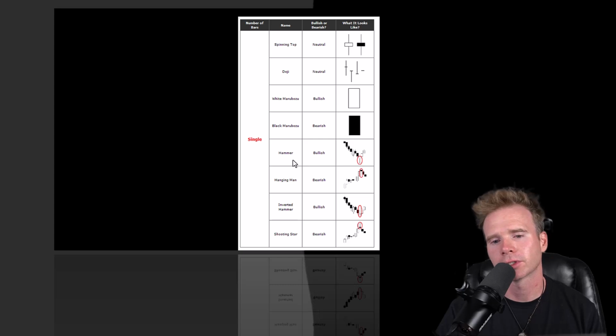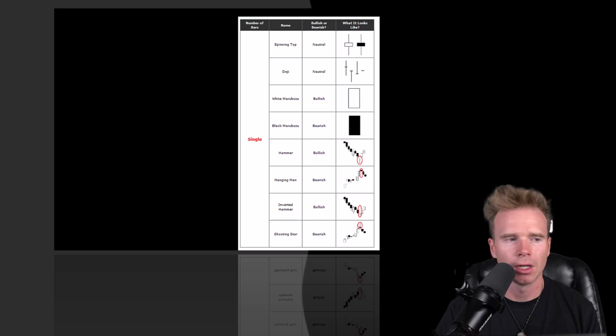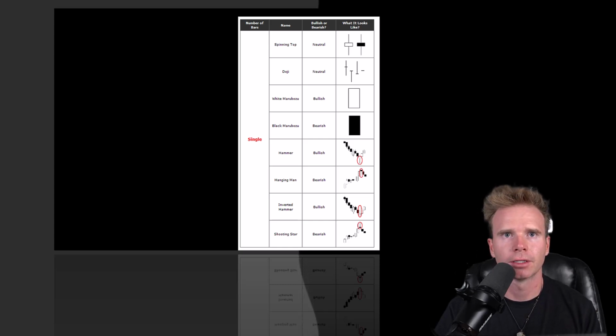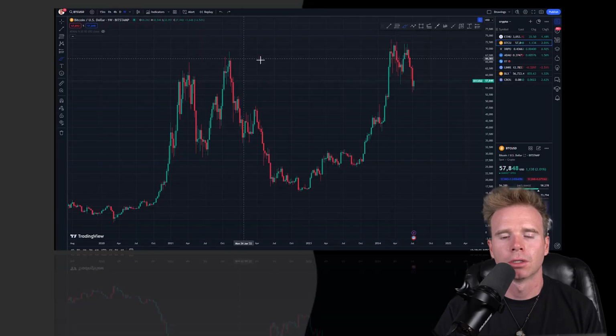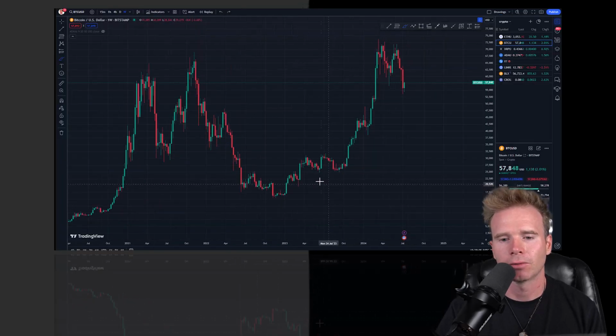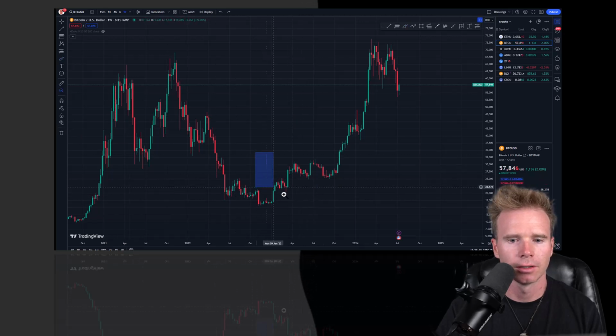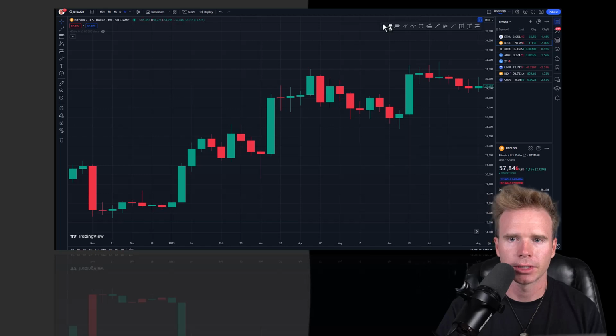Hammers. These are some of my favorite reversal candles. They come usually at the bottom of a correction. So let's try to find some of those. So a hammer candle. Well, here I can see a hammer candle right here. Boom, here's a hammer candle.